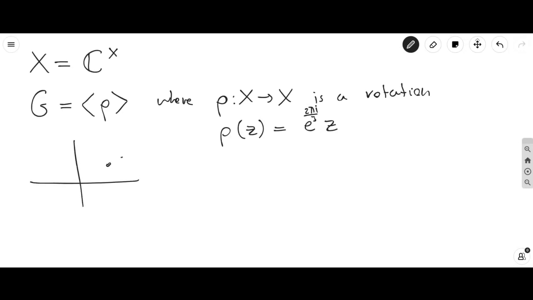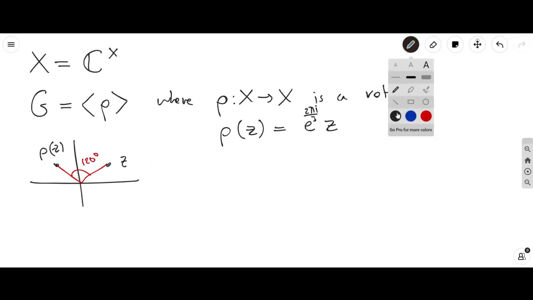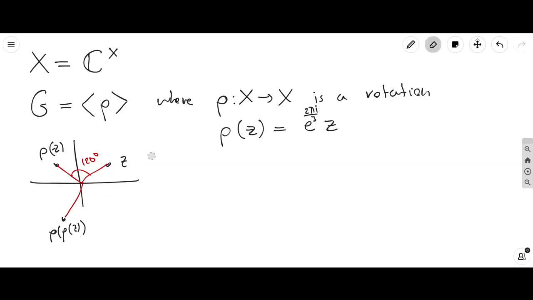So if you have a point, if this is Z, rho of Z would be right over here. That would be 120 degrees. And then you can apply rho to this again. If you apply rho again, you would end up over here. This would be rho squared of Z. That's doing it twice. And if you do it 3 times, you will, of course, return back to where you were. So G, as a group, consists of the identity, it consists of rho, and it consists of rho squared.